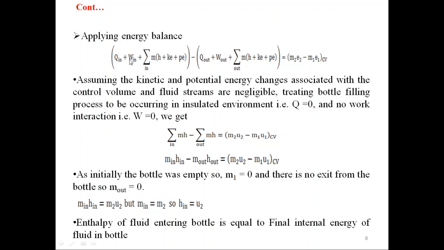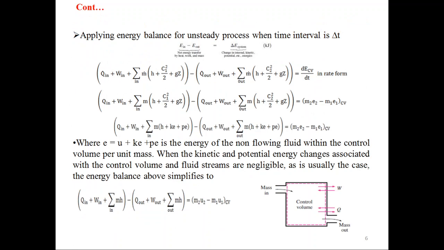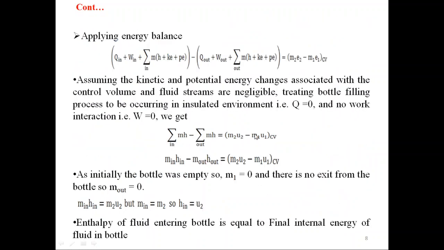So this will be 0 and this will be 0. And we have also considered kinetic and potential energy changes as negligible. So this quantity will be eliminated, the KE and PE will be eliminated. And we will replace this E with U because I have already explained that E equals U plus KE plus PE. When the KE and PE changes are negligible, we can eliminate this quantity. So what is left? This equation will become this one.